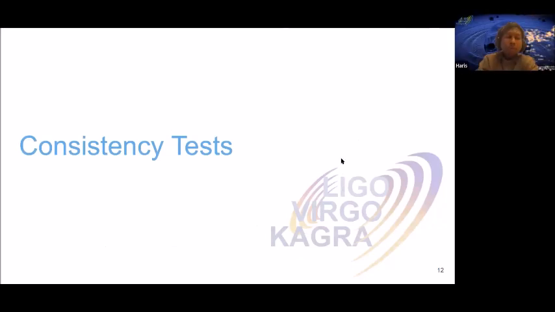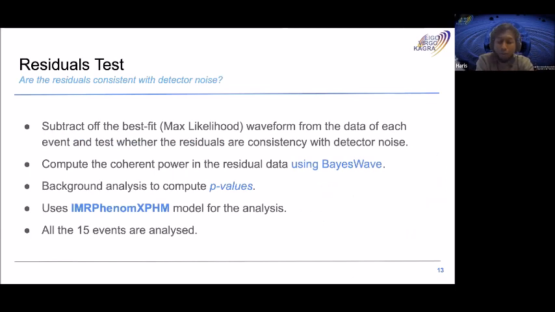Thanks, Jenny. The first category of our test is a consistency test. So here we check for the consistency of the detector data. So there are two tests in this category, and the first one is a residual test. In the residual test, we check whether the residual data, which is obtained by subtracting the best fit gravitational waveform from the detector data, are consistent with the expected detector noise.